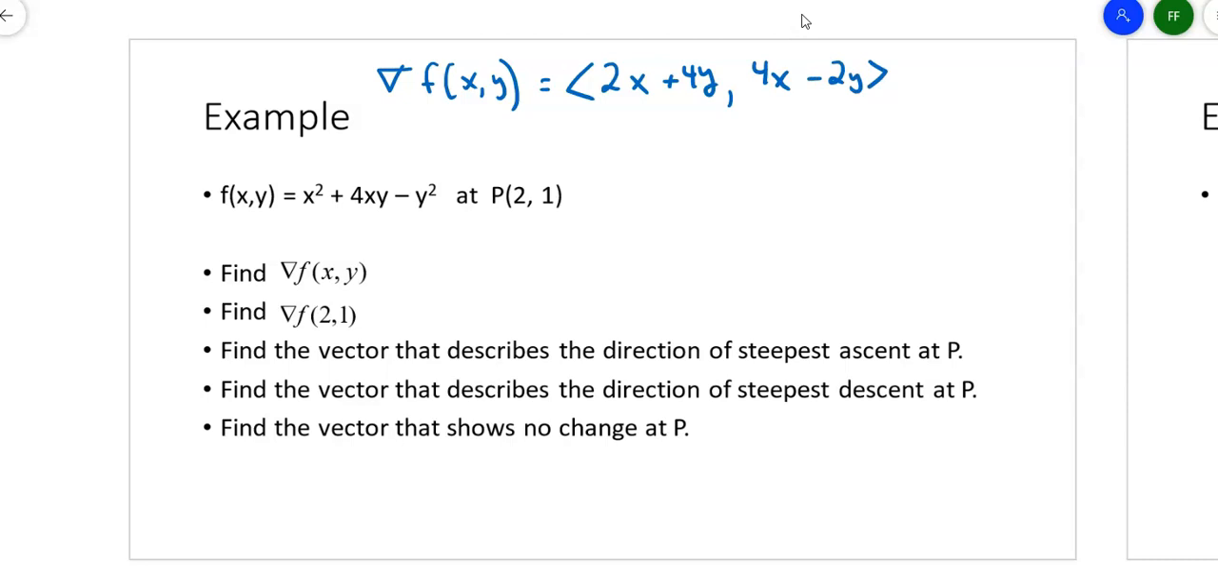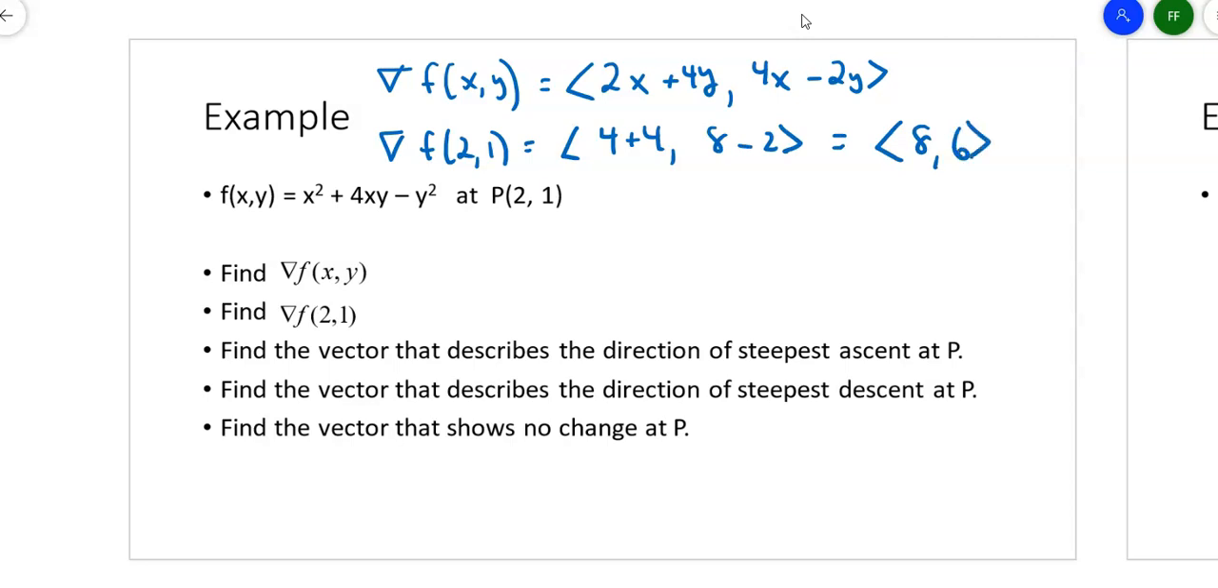Find the gradient at (2, 1). Well, now put some numbers in. The gradient of f at (2, 1) is going to be 2 times 2, which is 4. 4 times 1 is also 4. Over here, 4 times 2 is 8. 2 times 1 is 2. So I come up with the vector (8, 6). That's the gradient evaluated at (2, 1). The third question says find the vector that describes the direction of the steepest ascent.